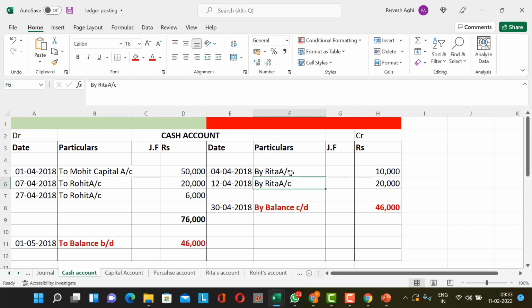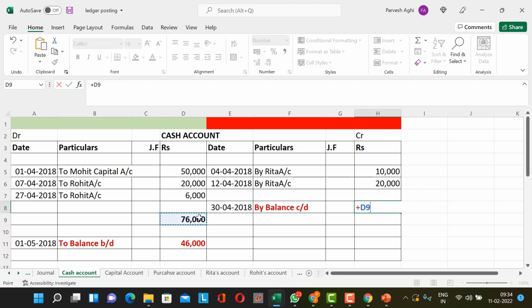Now Rita was paid the money twice. Okay. So 10,000 was paid here and 20,000 was paid on 20th of April. Okay. And then what money came into business? 50,000 from Mohit, and Rohit, whom we are selling goods, he paid on 7th April 20,000 and on 27th April 6,000. Okay. So that means total cash received by the company was 76,000, which is coming here. Okay. Which is basically this formula. Okay. 76,000 was received. And how much was paid? 10,000 and 20,000. Fine. So this is the balance.